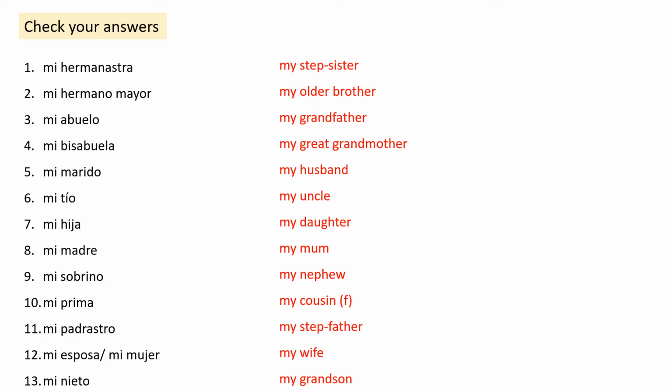Excelente. Mi madre is my mum. Mi sobrino is my nephew. Mi prima is my cousin. Mi padrastro is my stepfather. Mi esposa or mi mujer, those both mean my wife. And mi nieto is my grandson. Muy bien, chicos.